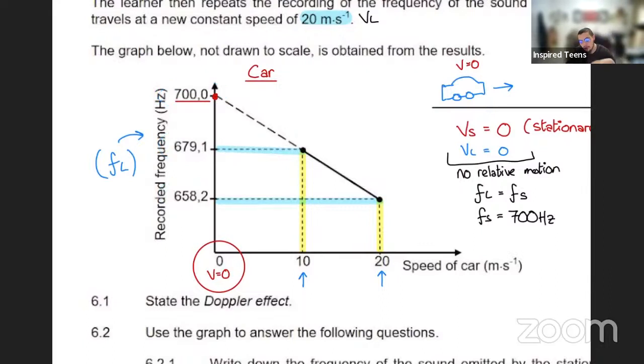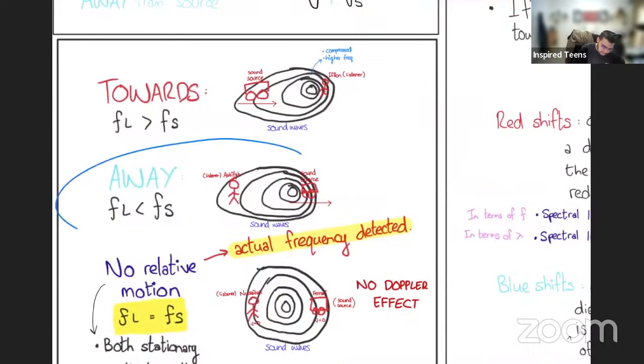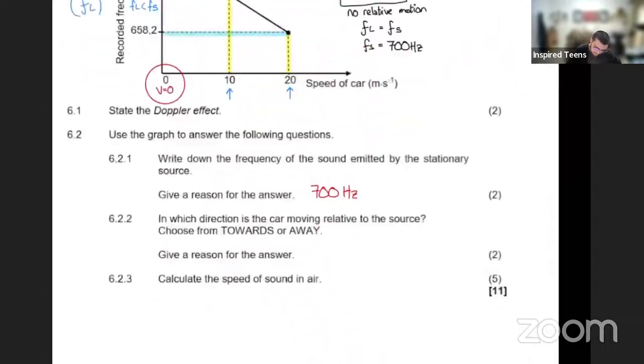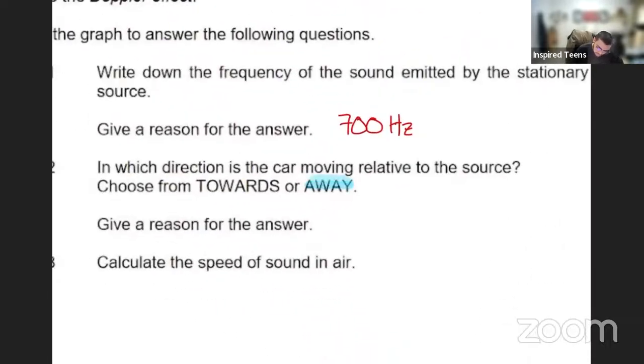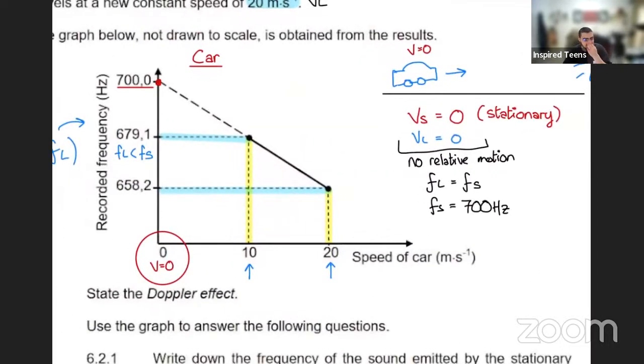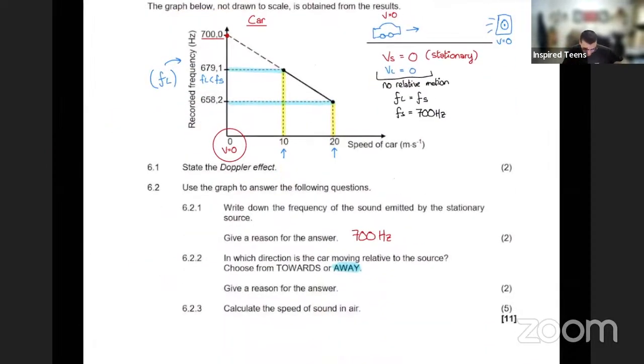So the frequency detected by the listener is less than the actual frequency emitted by the source. And we know that when FL is less than FS, we are in case number 2, which means it's moving away. Give a reason for your answer: as the speed of the car increases, the frequency of the listener decreases, which indicates that the car is moving away from the stationary listener.